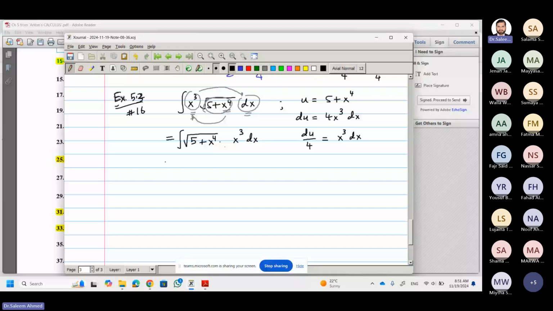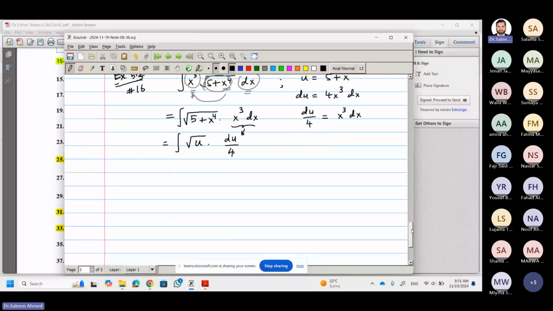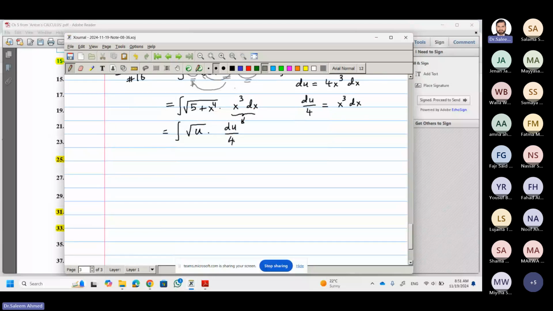Now, inside the square root, 5 plus x4 becomes u, and x cube dx becomes du by 4. Right? So I got these answers. See, this inside thing has become u, and this one is du by 4. So now, if you write 1 over 4 outside, because 1 over 4 is a constant, and square root means 1 over 2 power, we get the integral of u to the power 1 over 2 du.